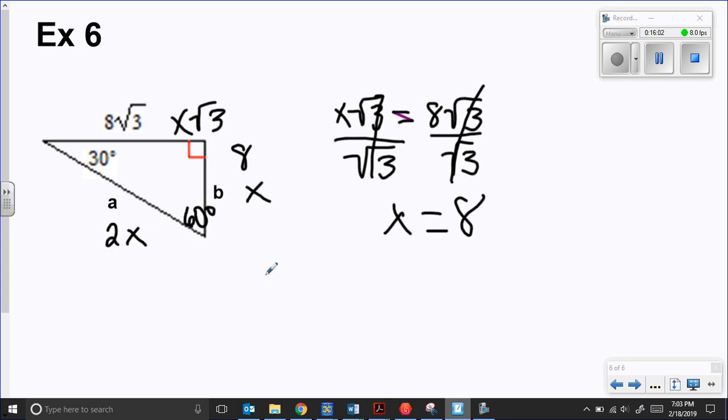And now in order to figure out the length of the hypotenuse, we're going to do 2x, and we know that x is 8, so we do 2 times 8, which is 16. So then we know this side is 16. And so now if you make sure you understand what the ratios are between a 30, 60, 90, or a 45, 45, 90, you should be able to find the missing sides. Okay, and that's it.